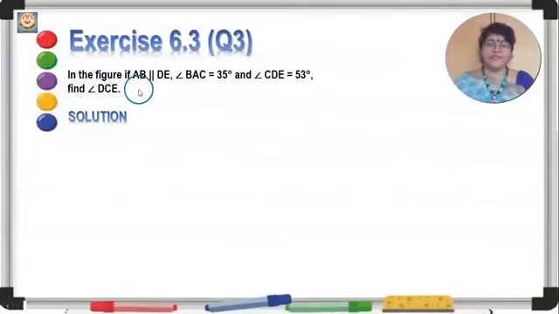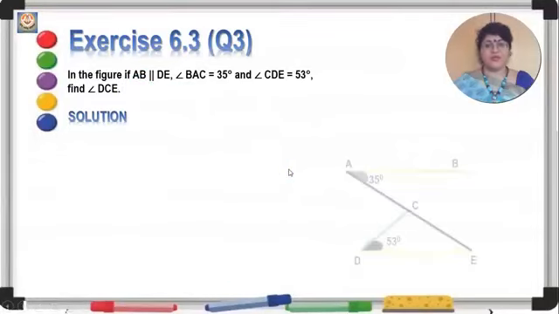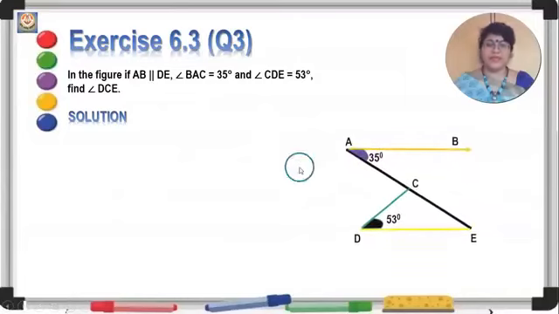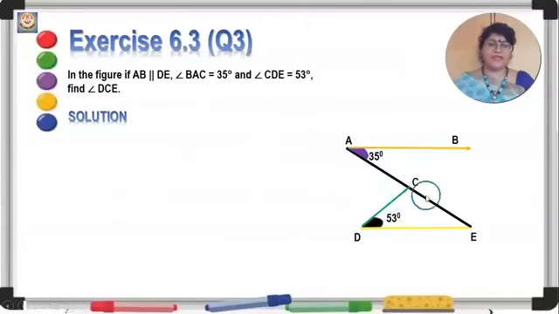Now, in the figure, AB is parallel to DE. So, this is the diagram. AB is parallel to DE. They have mentioned BAC is 35 degree and CDE is 53 degree. You have to find the measure of this angle DCE. So how would you go about doing this?